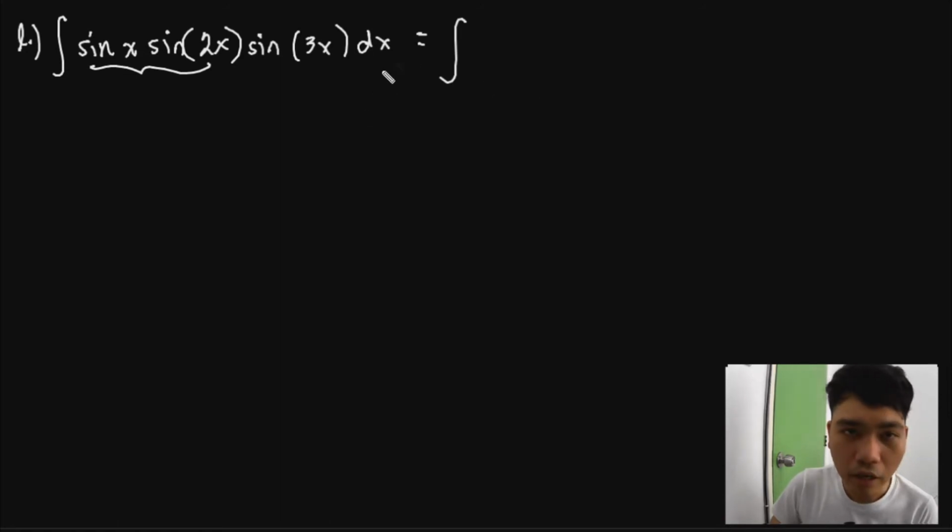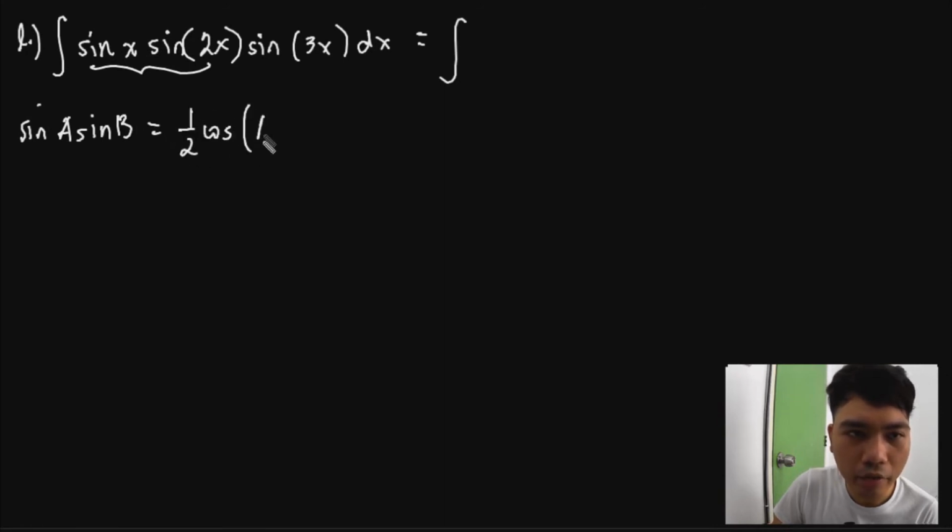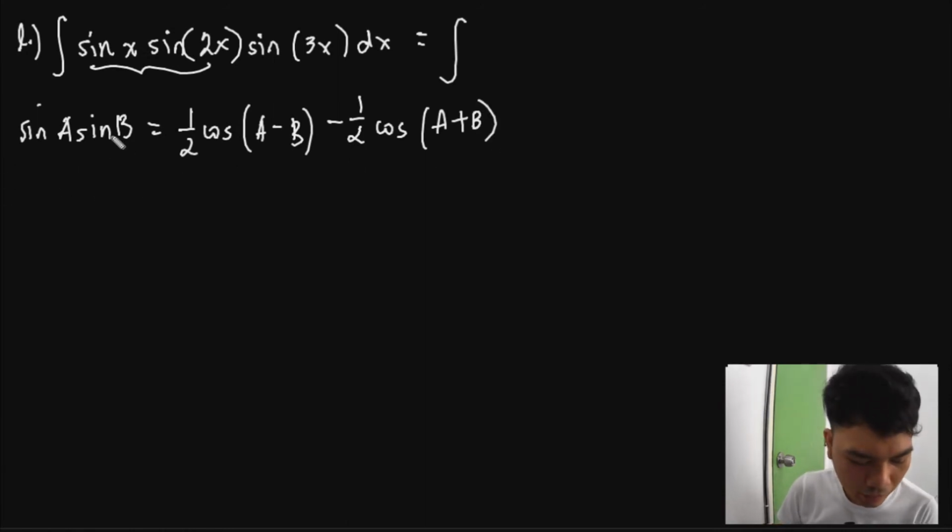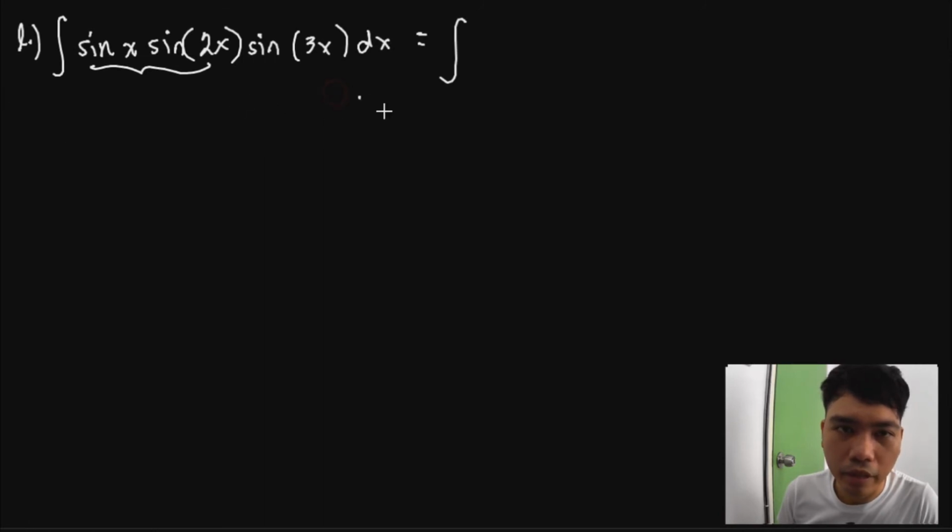So, with this, following the rules of sin A, sin B, which is equal to 1/2 cosine of A minus B, okay? And then minus 1/2 cosine of A plus B. So, pag sin sin, dalawa siyang cosine, but make sure na yung A should be minus B and then the operation is negative. So, hopefully, natandaan nyo siya. So, I'll just be removing that.